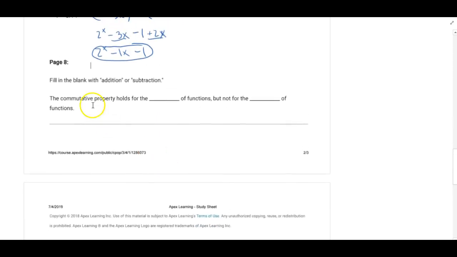Okay, so now, if we go to fill in the blank here, it says the commutative property holds for the blank of functions, but not for the blank of function. It holds true for the addition of two functions, but not for the subtraction of two functions. Okay?